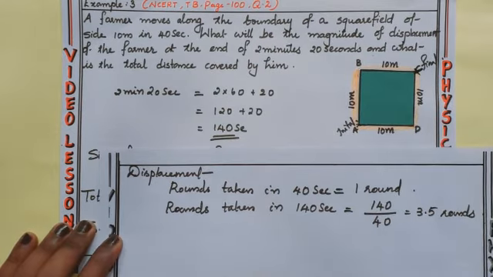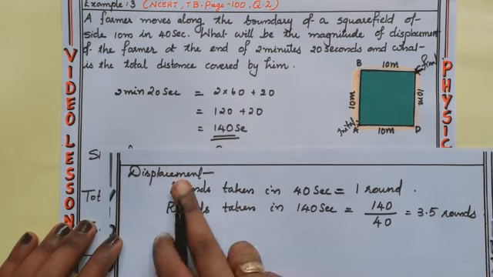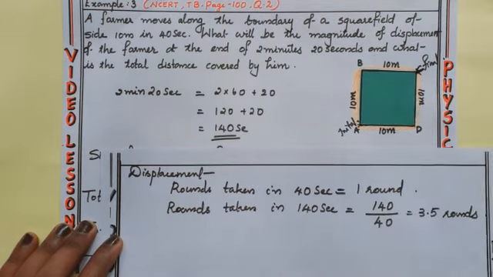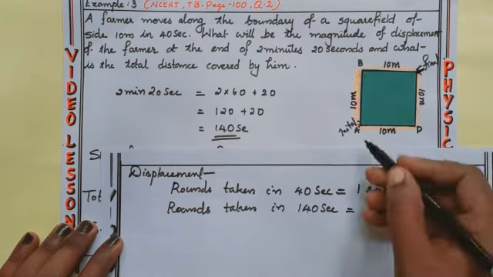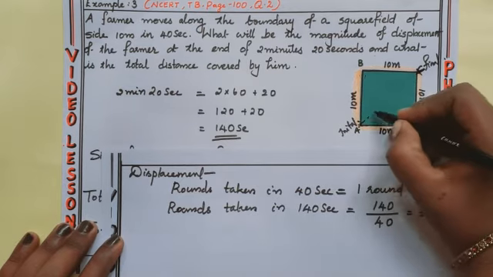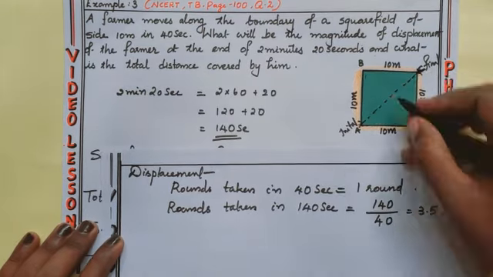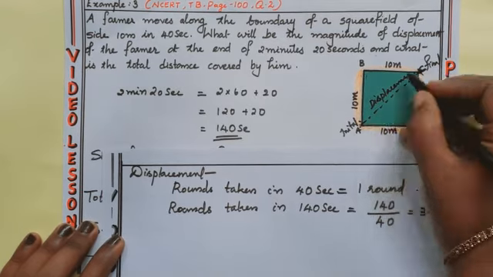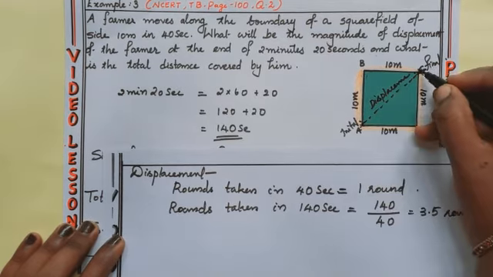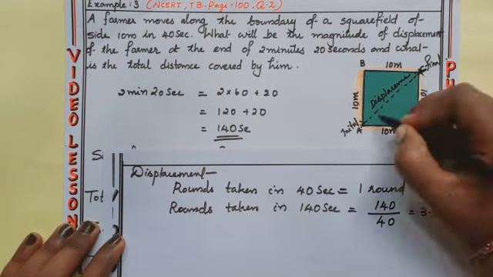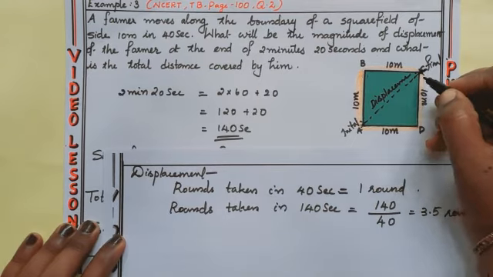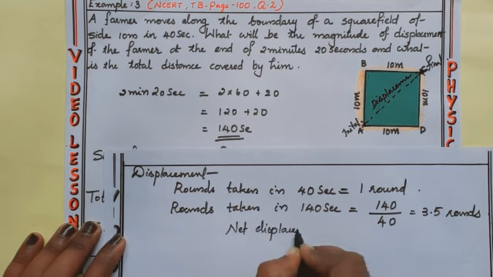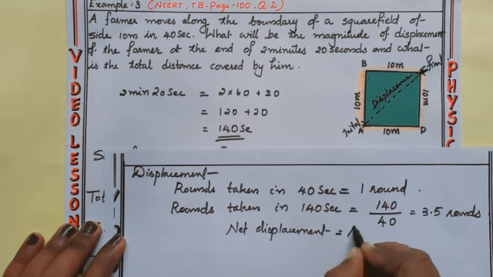Then we know what displacement is. It is the shortest path covered by an object. That is, from A to C, what is the shortest path? Is this the shortest path? No. Is this? No. Then this is the shortest path. This is the displacement. Then A to B, and how can you reach A to C? Like this. So how can you find the displacement? Here the net displacement is equal to AC.